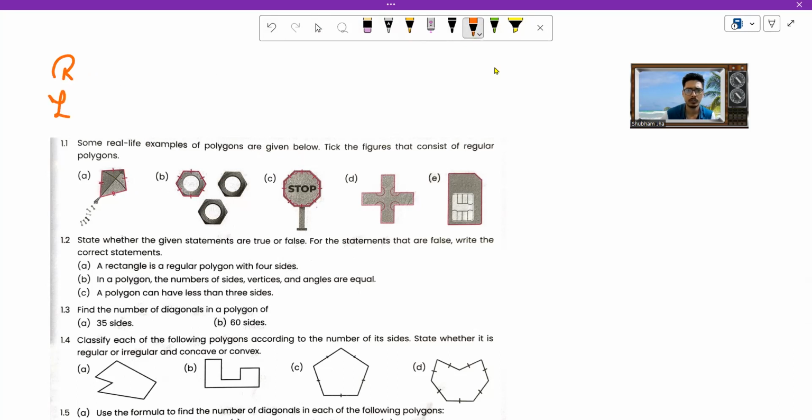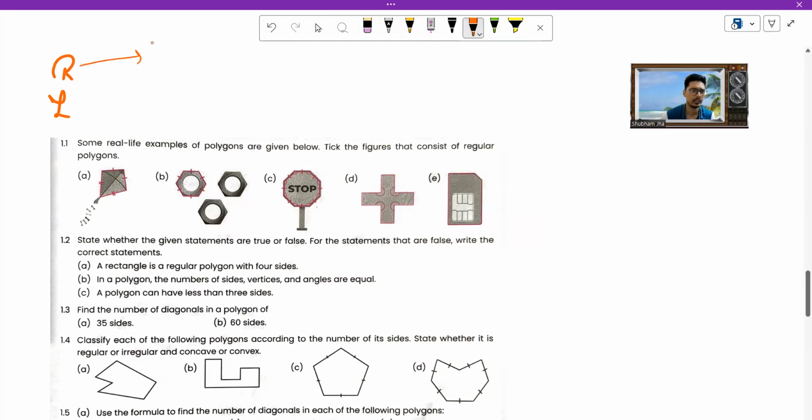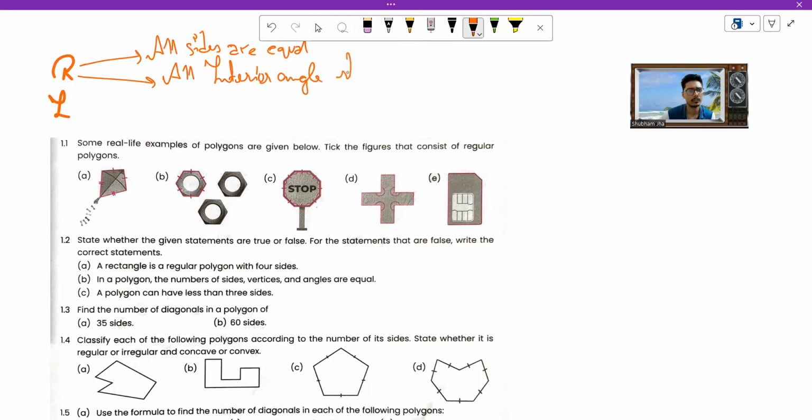So what was the basic definition of regular and irregular? In a regular polygon, there are two criteria. The first was that all sides are equal. And the second one was that all interior angles should be equal. What about an irregular?